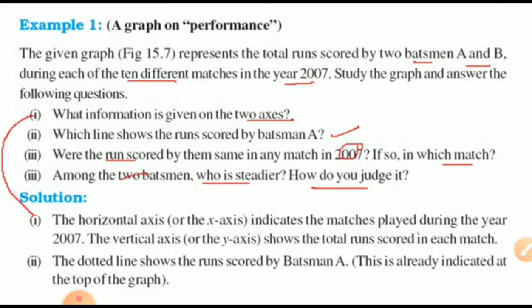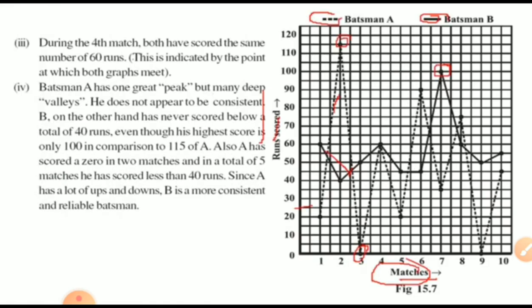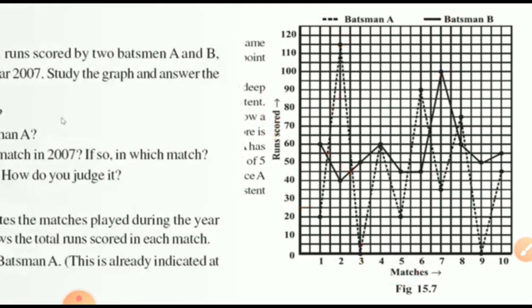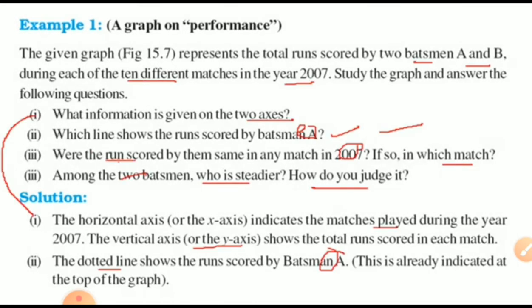During the fourth match, which match made them equal, isn't it? In the 2007 match. The top line B is already indicated at the top of the graph. It should show a scale, and you can say these are the legends. What you can show should be written clearly on the dot. Okay, very good, my dear student.